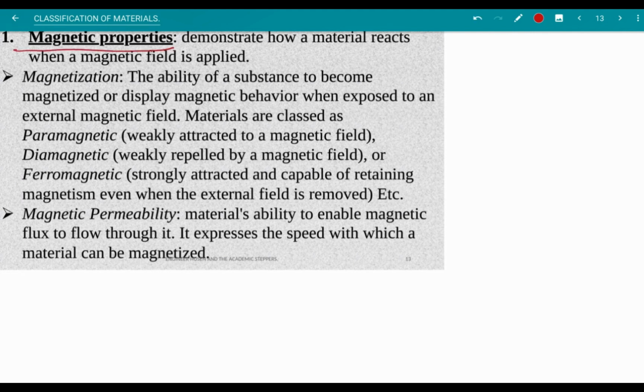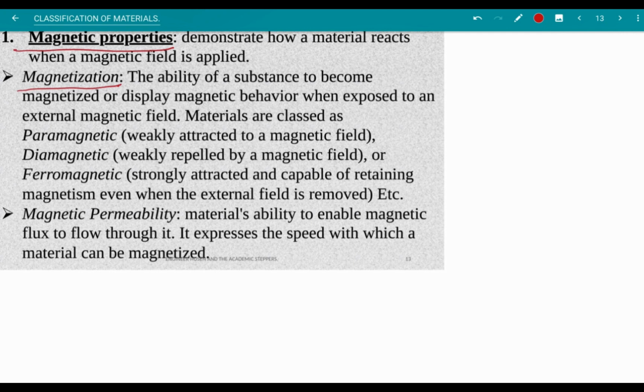From the word magnetic, it should show you the type of property we're trying to highlight. This demonstrates how a material reacts when subjected to a magnetic field. Examples of magnetic properties: we have magnetization. It's the ability of a substance to become a magnet, or to display in simplicity the magnetic behaviors that a magnet will always possess. Materials can be classified as either paramagnetic, diamagnetic, or ferromagnetic. But that's not the only classification we have under magnetic properties. When we look at magnetic properties in detail, we'll explain clearly the types of materials we have under magnetization.